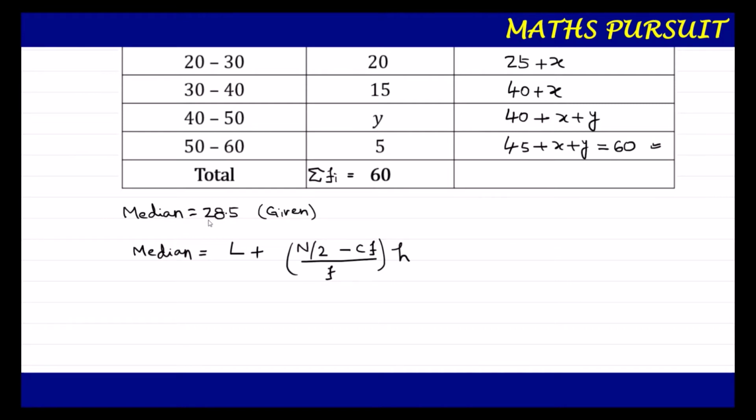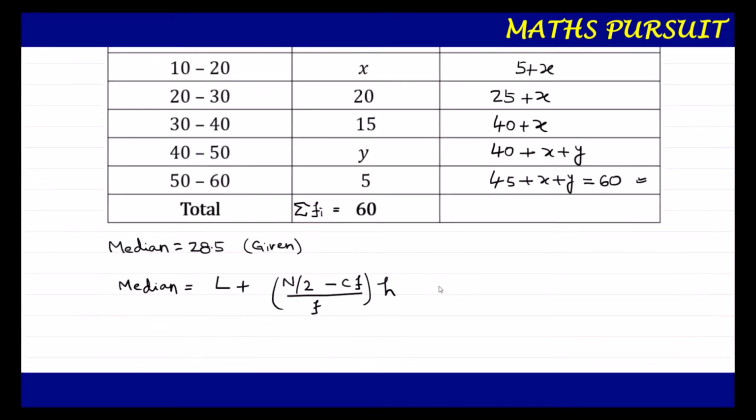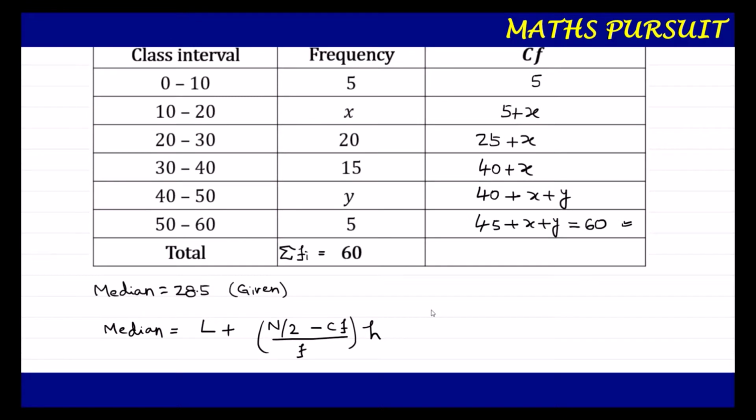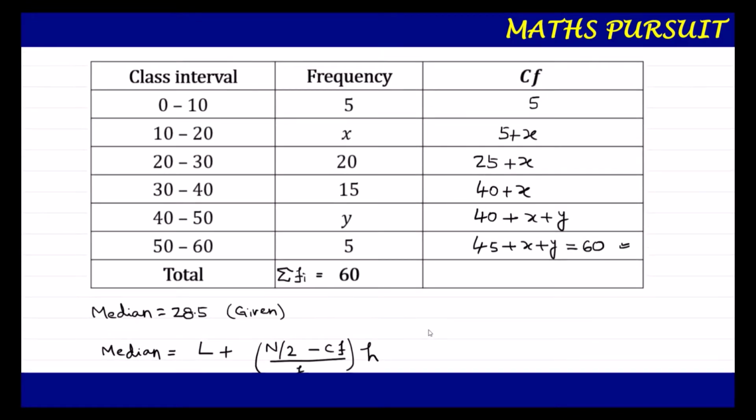So guys, one other thing that the question made easy for us is the median class. As they have given the median as 28.5, we can easily say that the median class is this row, the 20 to 30 interval row. This particular row is our median class. Why? Because they have given the median as 28.5. That means our median lies in this row or in this class interval.